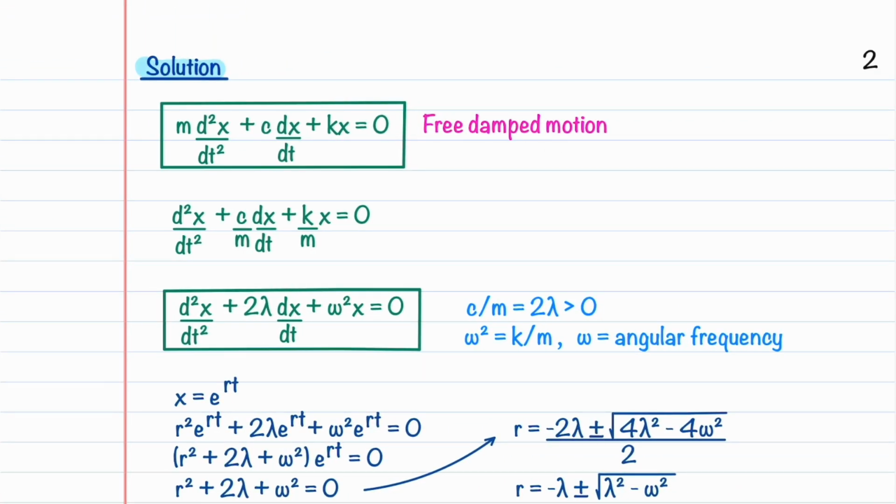Let's now talk about how to solve this equation. We're going to start by dividing all the terms in this equation by m, and then we're going to let c over m equal 2 lambda, where lambda is greater than 0. This is just for algebraic convenience. And then we're going to let k over m equal omega squared, where omega is the angular frequency.